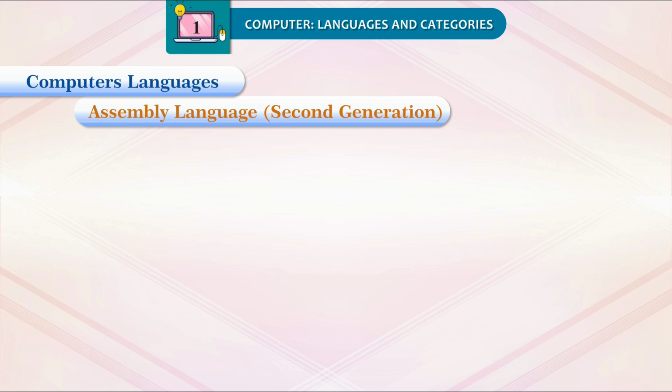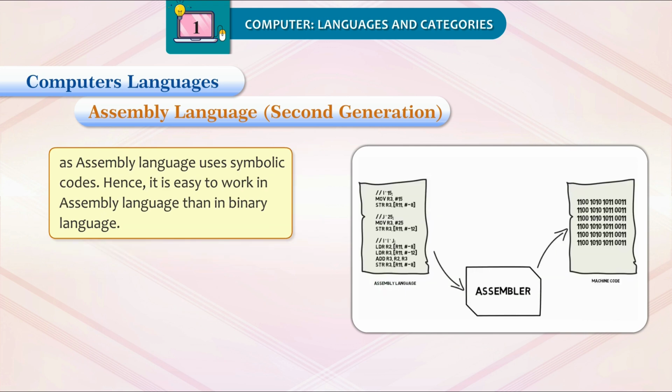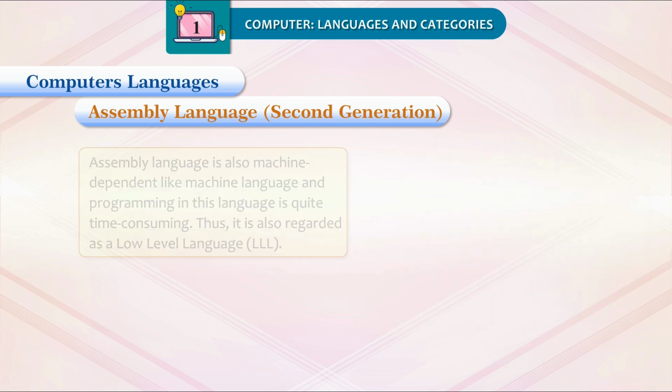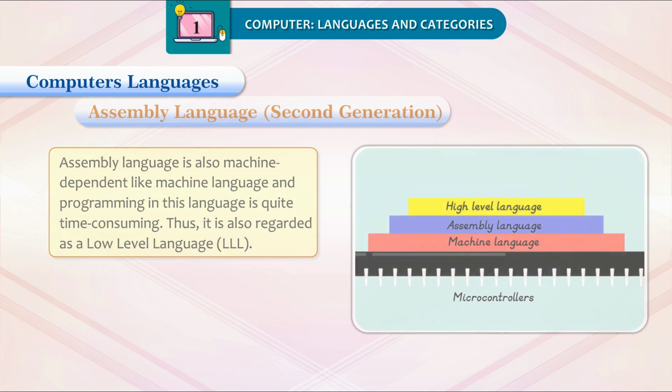Assembly language, second generation. This language uses mnemonic codes or symbols in place of 0 and 1. For example, if the operation code for add is 0010 in binary language, it can be directly written as add in assembly language, as assembly language uses symbolic code. Hence, it is easier to work in assembly language than in binary language. Assembly language is also machine dependent, like machine language, and programming in this language is quite time consuming. Thus, it is also regarded as a low-level language, LLL.